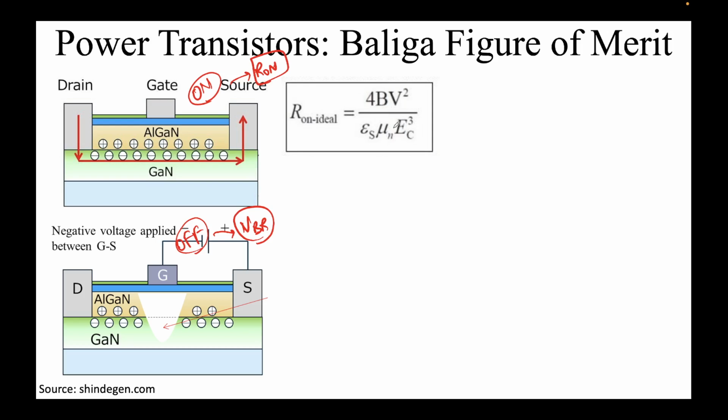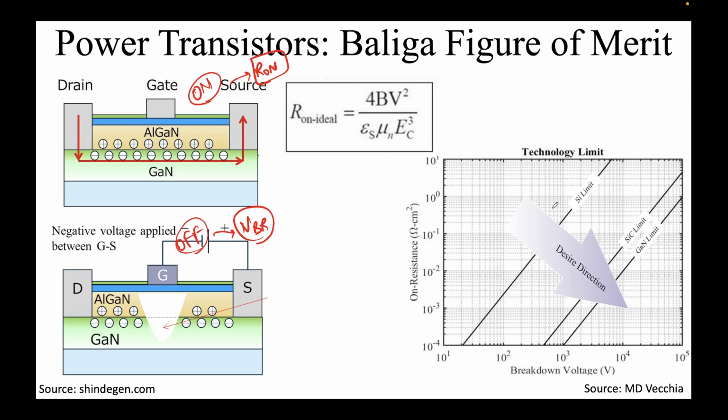Now, what we can do is we can plot. We'll try to plot R on versus breakdown voltage, right? And let's just try to see how it behaves. So, for instance, for any given, let me just plot this first. So, in this plot, what we are seeing is, let's just focus on silicon for now. Okay, focus only on silicon. This is the silicon limit.